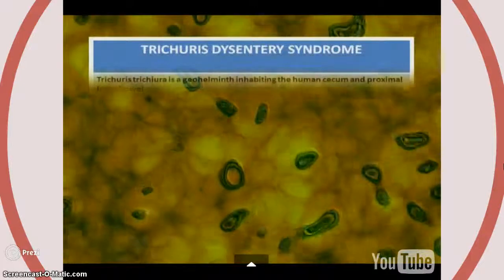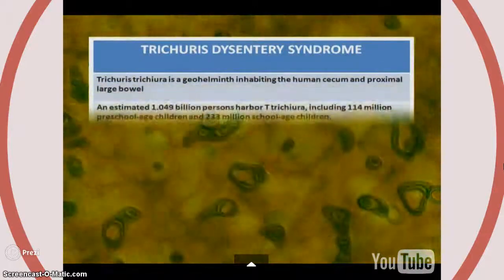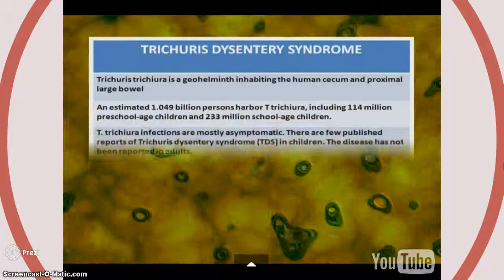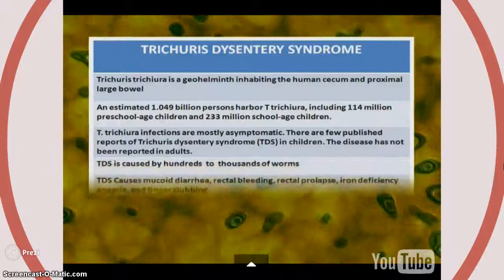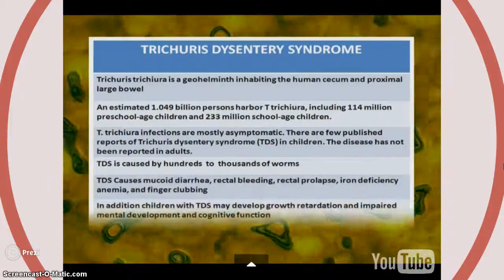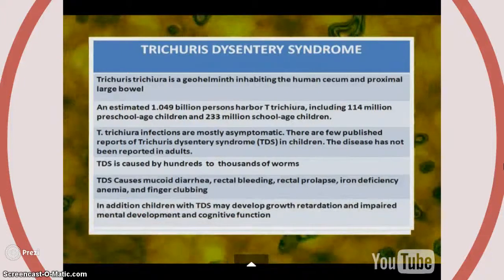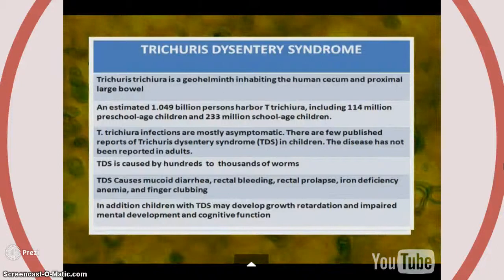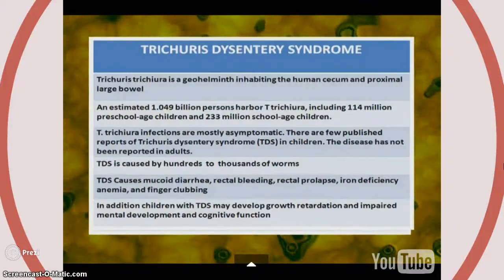Trichuris trichiura is a geohelminth inhabiting the human cecum and proximal large bowel. Over 1 billion persons harbor Trichuris trichiura infection, mostly preschool age children and school age children. The infection is mostly asymptomatic. There are few published case reports of Trichuris dysentery syndrome in children. The disease has not been reported in adults.